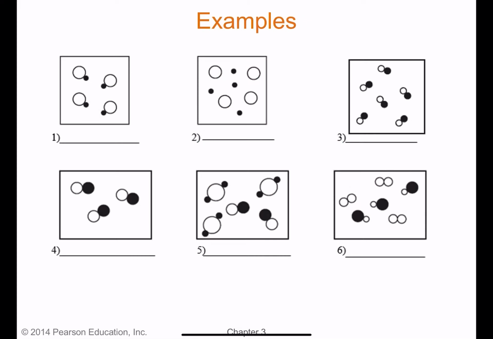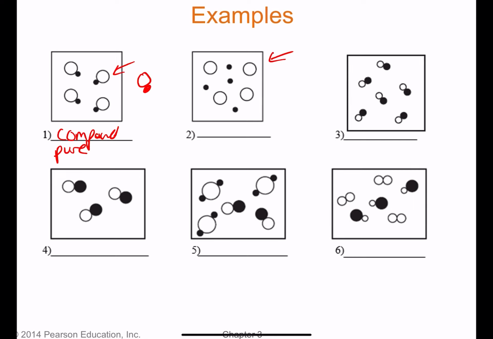So I have a handful of examples. In this first one, for example, if we wanted to classify this as an element or a compound, we have two different circles in the picture. We've got a large open circle and then a small dark circle. So we can't say it's an element. I would classify this as a compound. And then if this is a pure substance or a mixture, all four of the particles in this little box are the same. So I would say this is a pure substance, a pure compound.